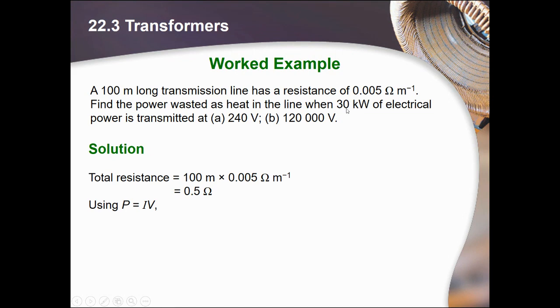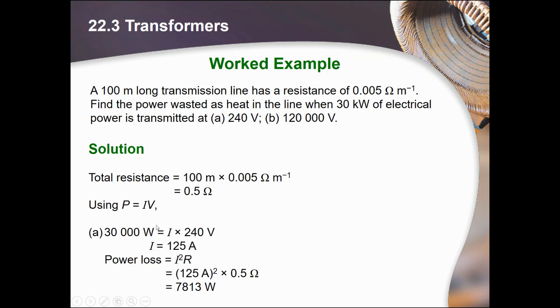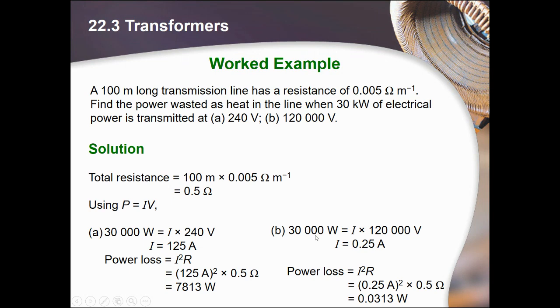So I have the power, 30 kilowatts. Part A is 240 volts, so I use P equals IV. 30 kilowatts is 30,000 watts equals I times V, 240 volts for part A. So I get my current is 125. So power loss is I squared R, 125 squared times R, 0.5. So I get 7813.